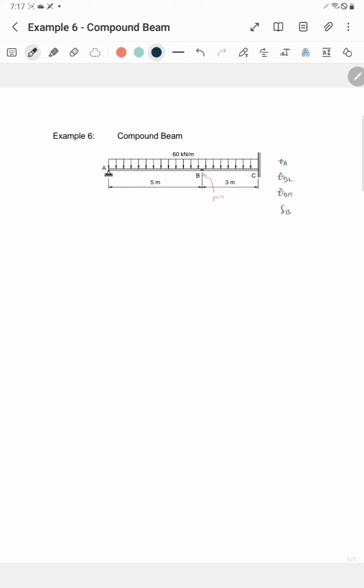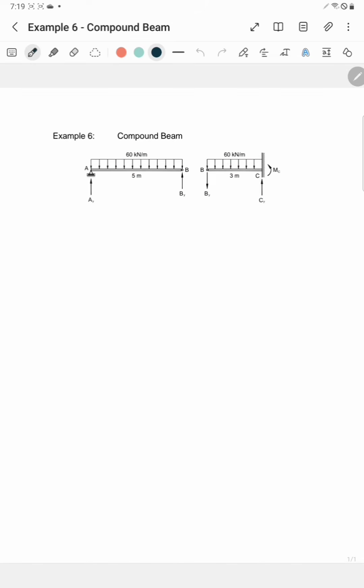So una natin gagawin dito ay isolve muna natin yung mga reactions, at para ma-solve sila, kailangan nating baklasin yung structure. So babaklasin natin yung segment AB tsaka BC. So ito na yung nangyari sa structure nung binaklas natin. So nag-assume na rin tayo ng mga reactions.